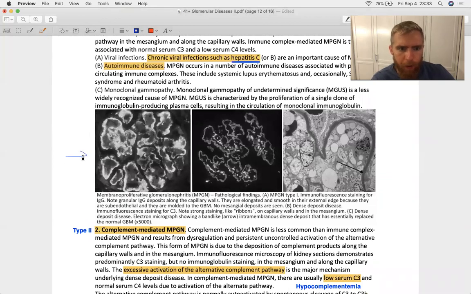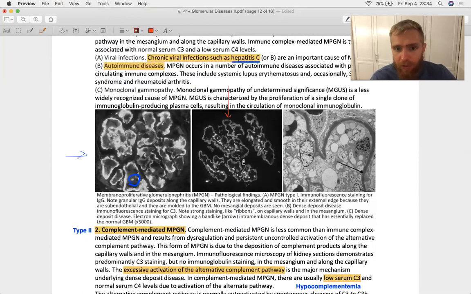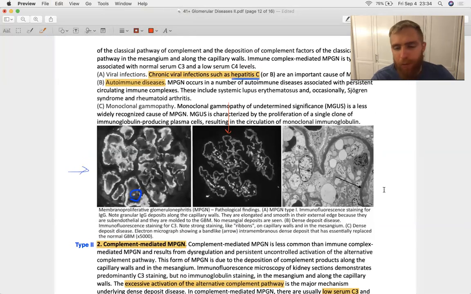These are important photos here, I want to say, because again, you've got kind of patchier, granular deposits when you immunostain for IgG. And then you know that type 2 is not going to stain for IgG. It's only going to stain for complement. And it's going to have a linear pattern, as you would see here. You know, that's not bumpy, that's linear. And so it's also called dense deposit disease. And dense deposit disease on electron microscopy, I feel like they're going to give you something else to be able to make the diagnosis besides just based off EM.